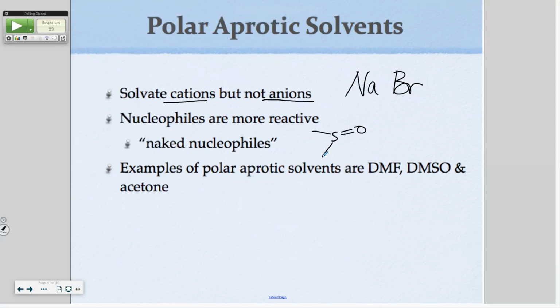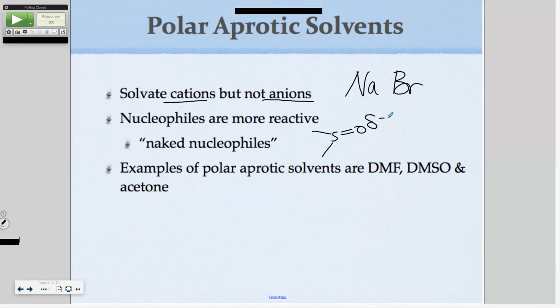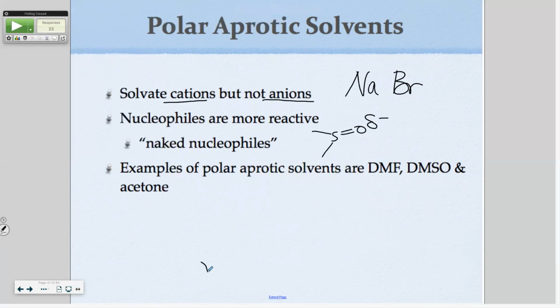Where's the negative part of the molecule? It's on the oxygen. That's the negative part. That negative part is going to go around what piece of sodium bromide? The cation, the Na+. But where is the positive part of the molecule? It's buried. It's covered up by those methyl groups. So it doesn't stabilize the bromide. That makes the bromide more reactive.